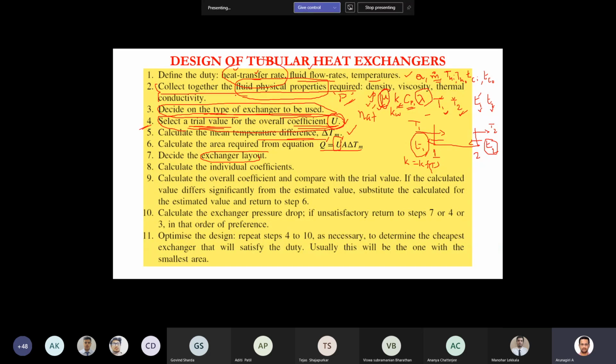Then based on the flow rate, duty and temperature conditions, you can select approximately the type of exchanger. Then at a later stage you have to validate the selection of the exchanger also. Then the fourth step is you have to assume the overall heat transfer coefficient.